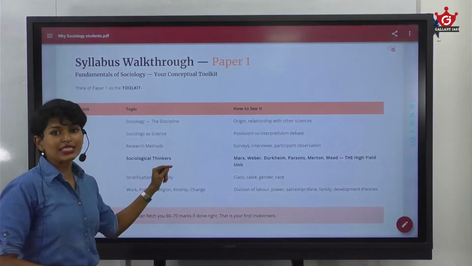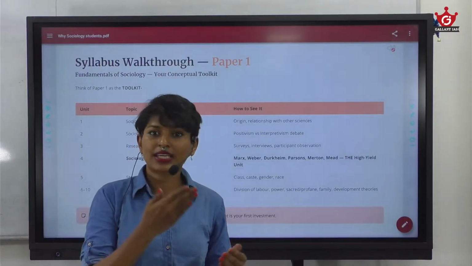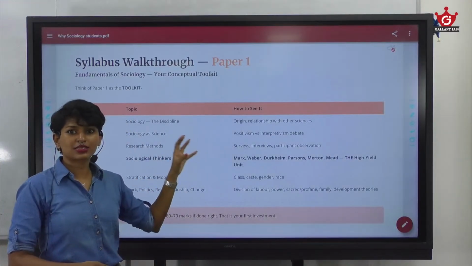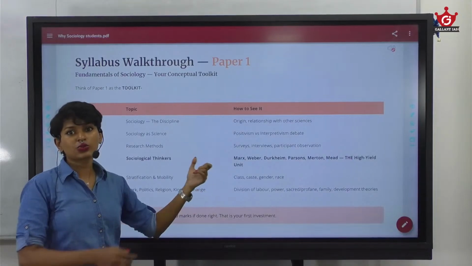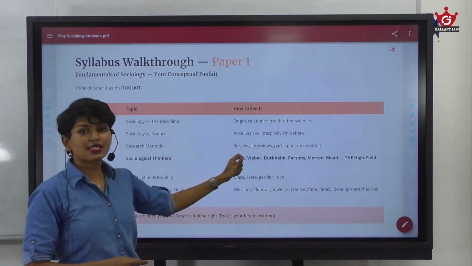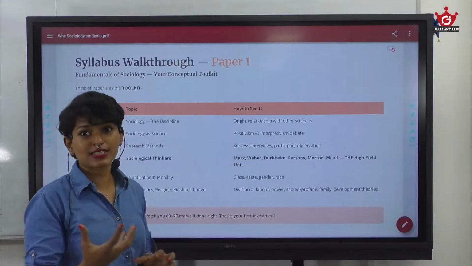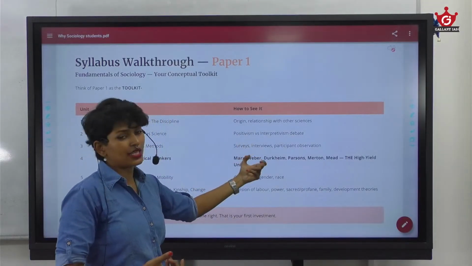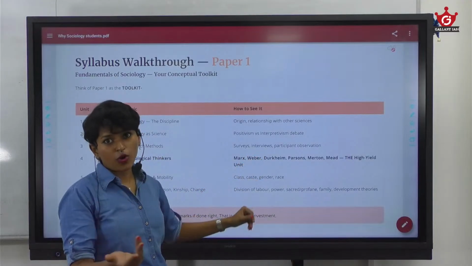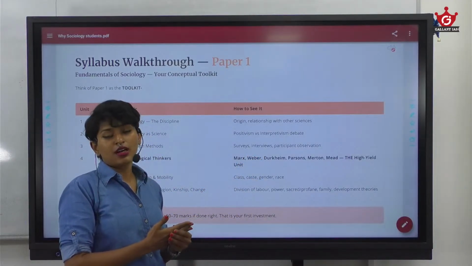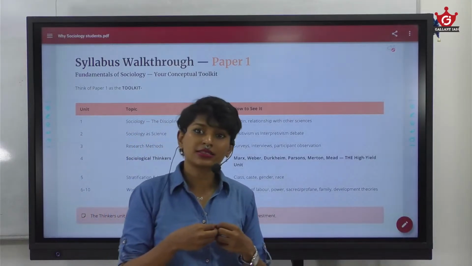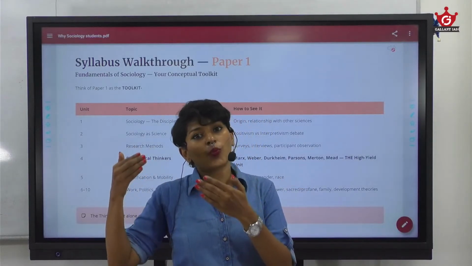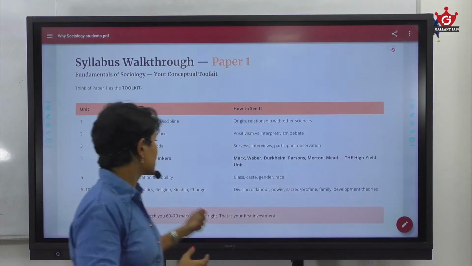Coming to the third module, it is research methods. Whichever degree you have completed, you would have had a research methods module in that subject, right? Here also you would be learning about the different kinds of research methods used in sociology, like interviews, surveys, participant observation, and direct field study. You learn how each is done, what its challenges are, and what its positives are. All that is within this third module.